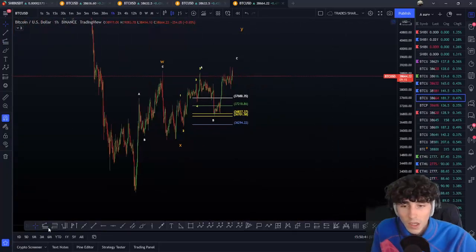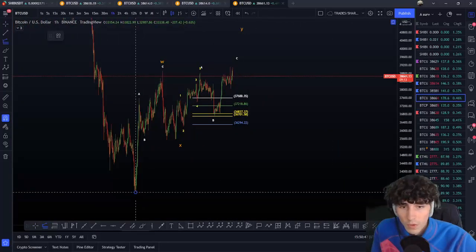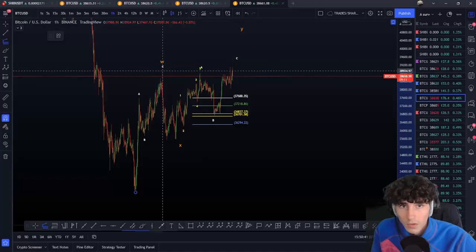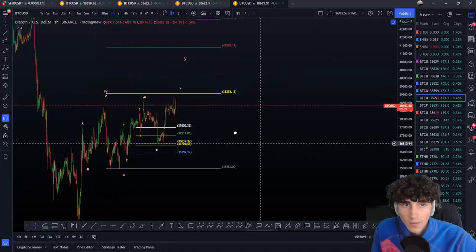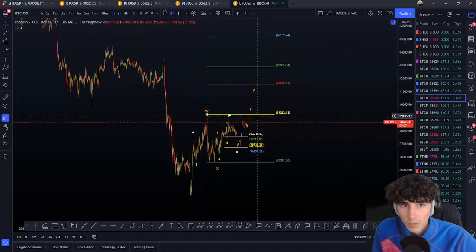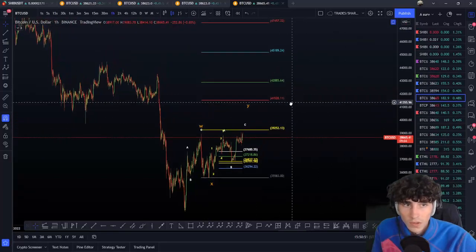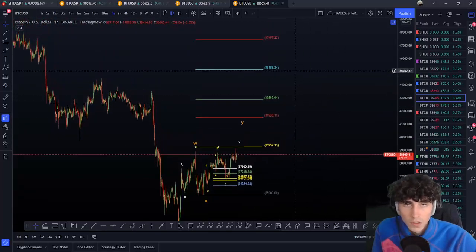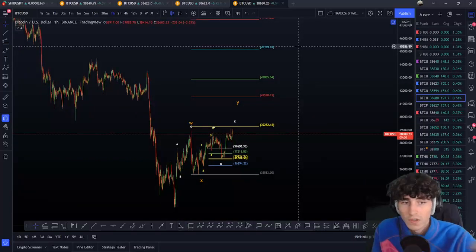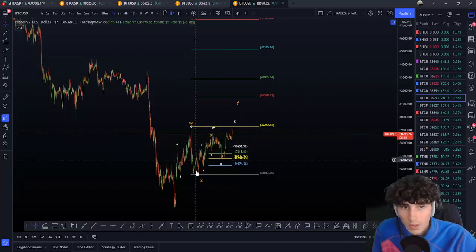is just to add your extension tool from the low of the W to the top of the W, to the low of the X. In that case, first target is the 61.8, then you have the 100% here, then the 123, then the 161.8. These are all the targets for the Y leg of this WXY.